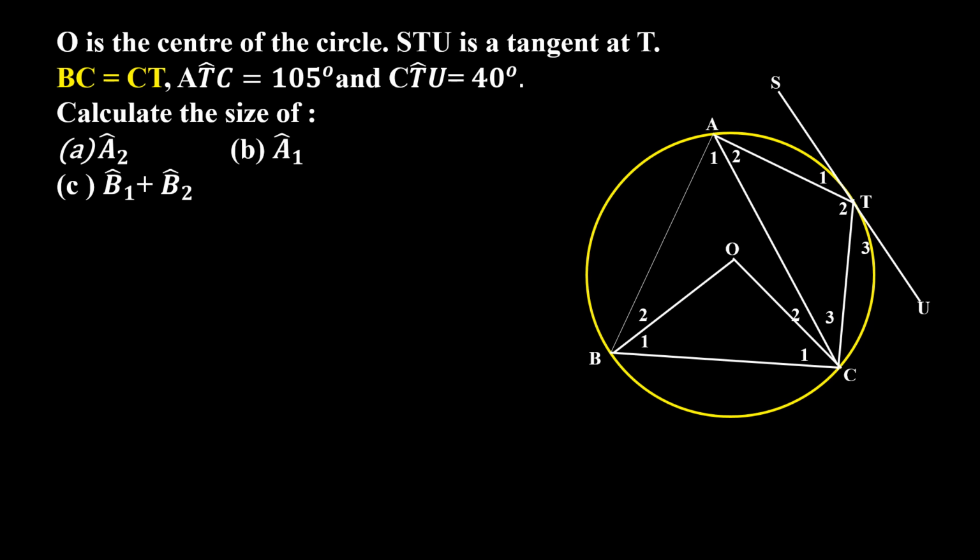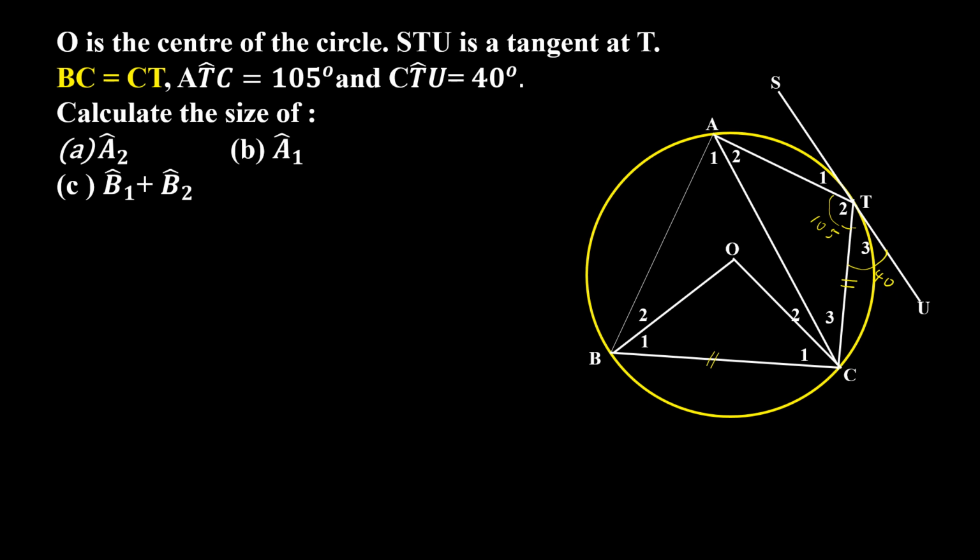Here is BC equals CT. We mark that, so next time when we look at the question, we immediately know how to use that information. Angle ATC is 105. Again CTU, we mark that. CTU is 40. Okay, now we start.